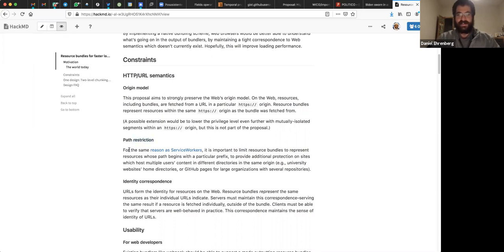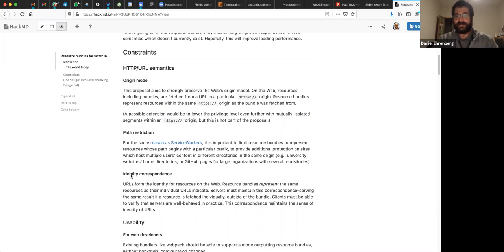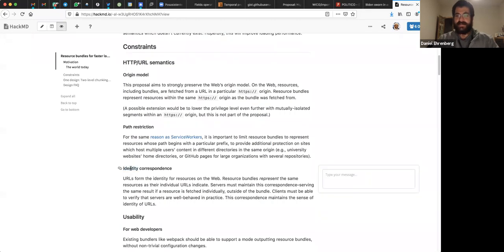So then, more subtly, there's a path restriction. Service workers are only able to intercept and change responses for things in the same enclosing directory. I think that kind of restriction makes sense for bundles as well, because they're a little bit like a declarative service worker. But even more tightly, identity correspondence. This was a constraint that Brave raised. It should be that if you fetch something from inside a bundle, you would have gotten the same response as if you fetched it normally. So each thing inside the bundle will have a completely normal URL that you could fetch individually. And browsers could use this to make sure that bundles are well behaved in a stochastic way, maybe.